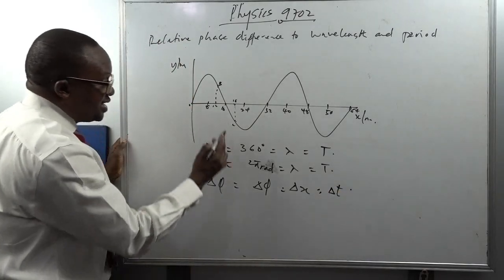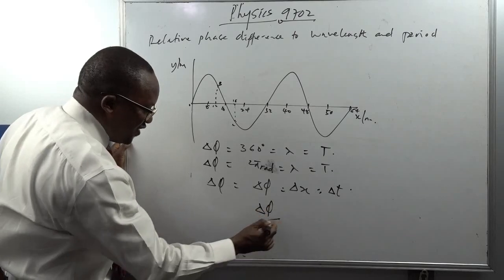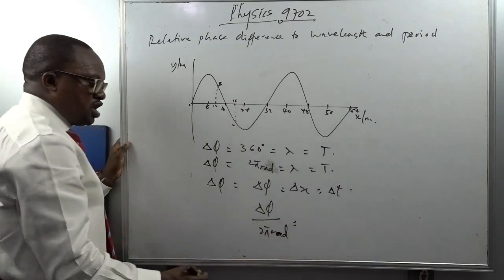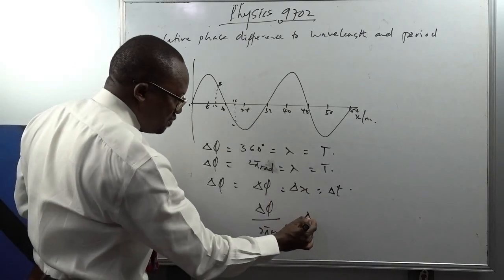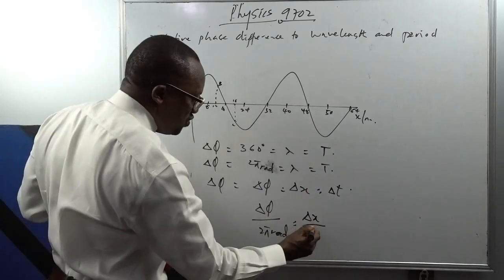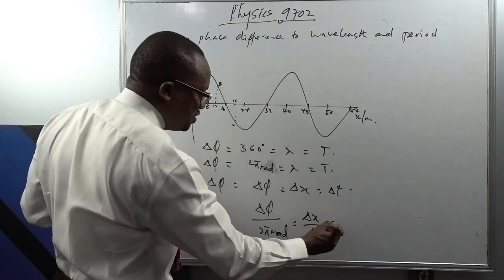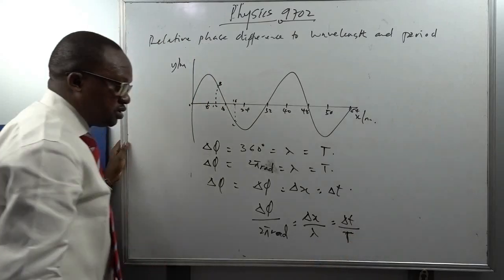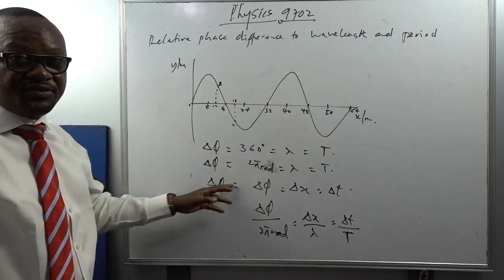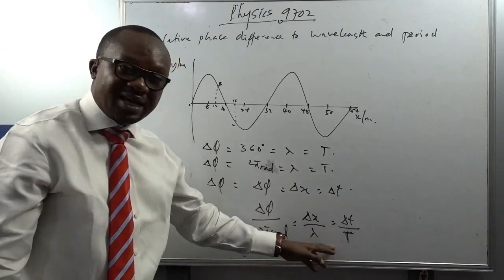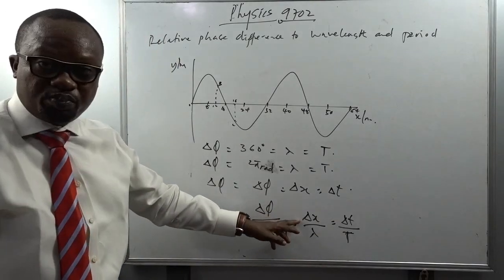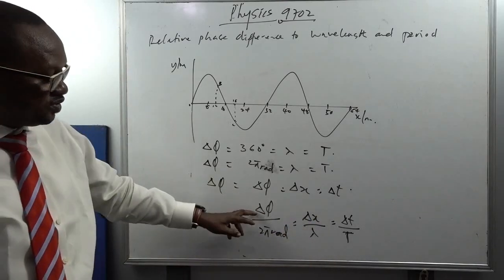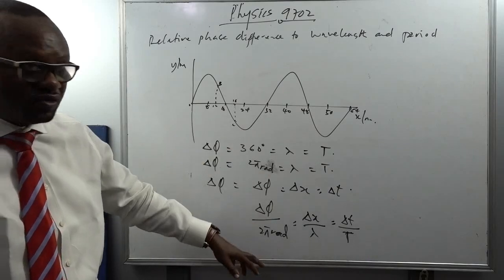So I can say that the unknown phase difference delta phi over 2 pi radians must be equal to the distance shift between the two particles, delta x, over one wavelength, and also equal to the time shift between the two points, delta t, over one period. Is that okay? So I've related phase difference to distance difference and time difference. The distance difference between those two points will be a fraction of one wavelength, and the time difference between them will be a fraction of one period. Just that the phase difference between them will be a fraction of a complete phase difference of 2 pi radians.